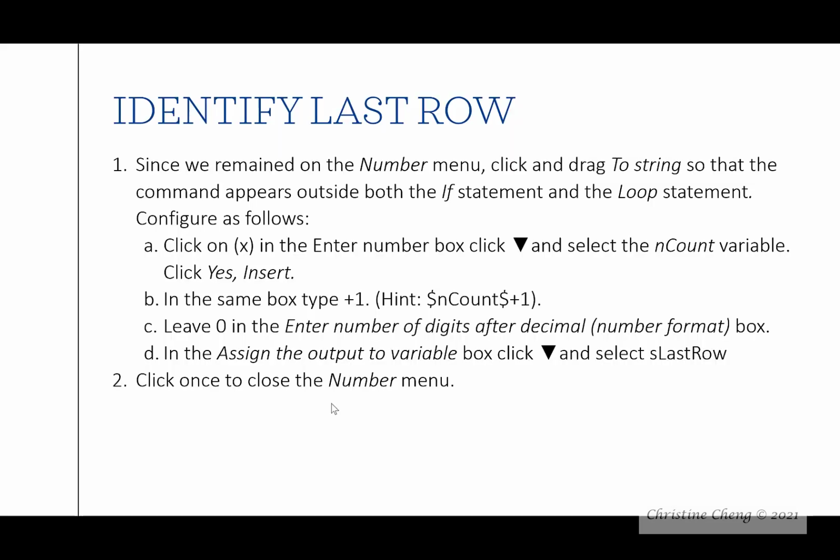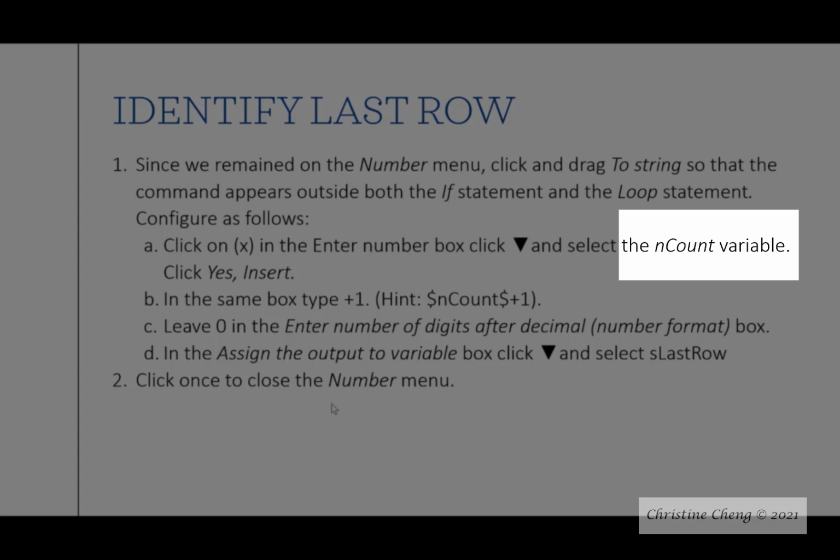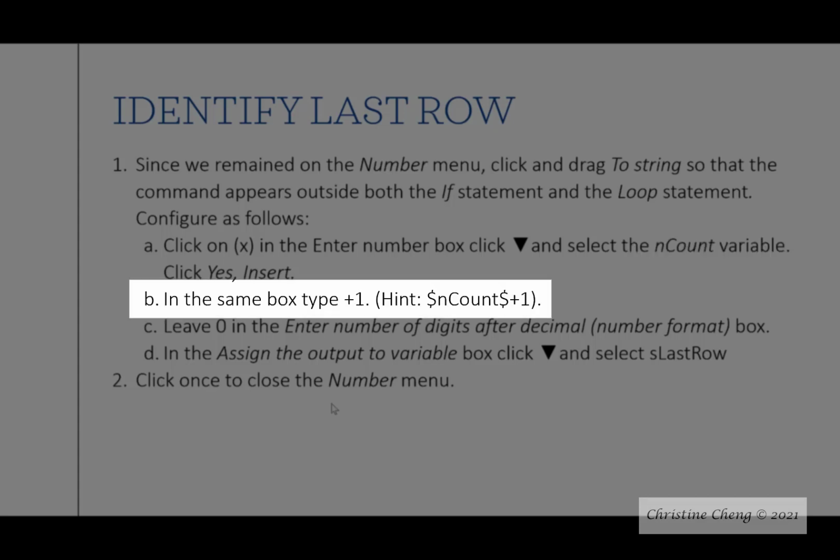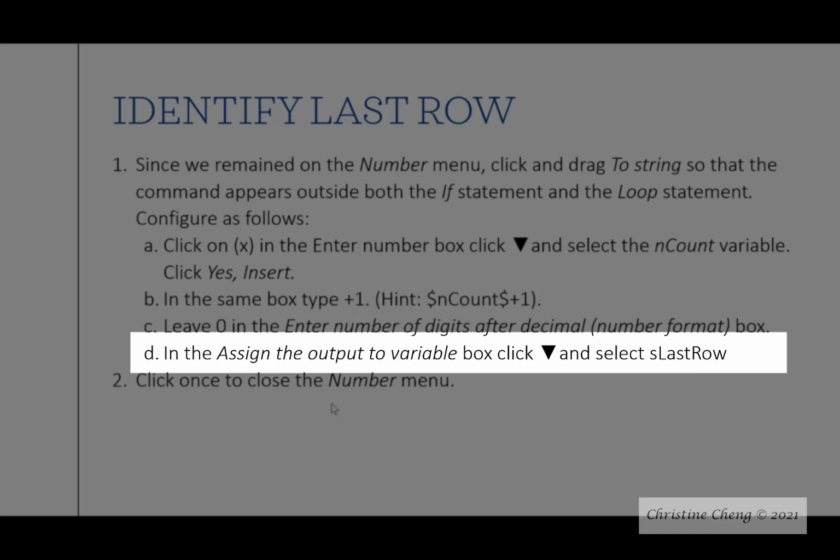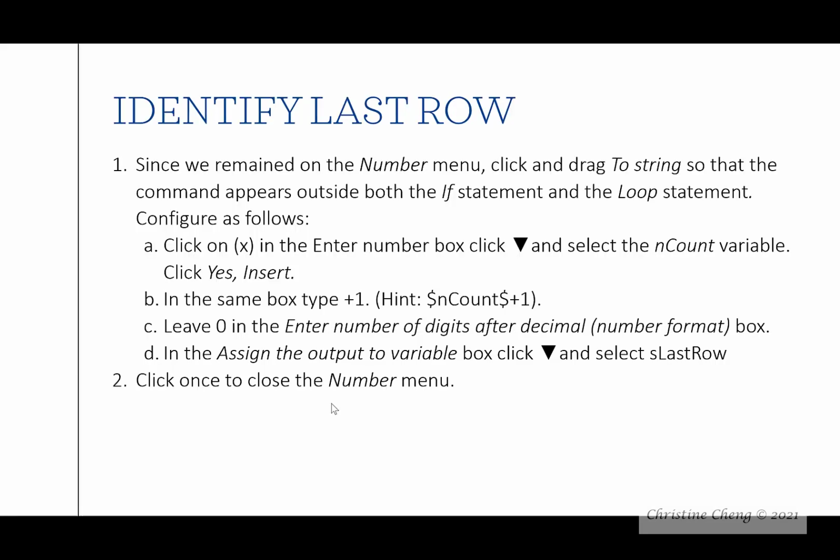Our last row variable is going to start with our nCount variable. We then increase our nCount variable by 1 to take account of the header row. Finally, we're going to assign the output to a string variable titled sLastRow. Let's get into A2019 to see how to identify our last row and assign it to our sLastRow variable.